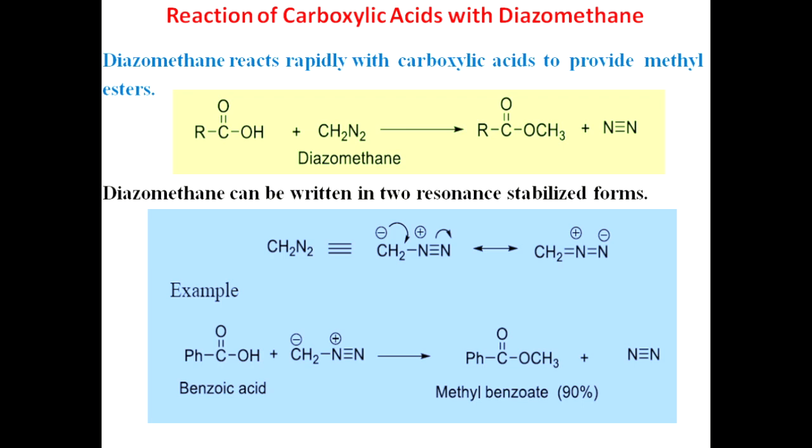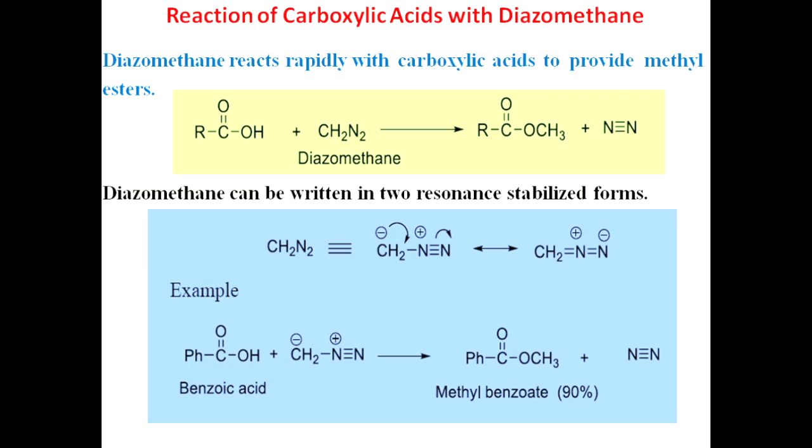Now, let us see the reaction of carboxylic acid with diazomethane. When diazomethane reacts with carboxylic acid, it reacts rapidly, very fast, to provide methyl esters. So it is an esterification reaction. Diazomethane will react and form the methyl ester, and nitrogen gas will evolve.